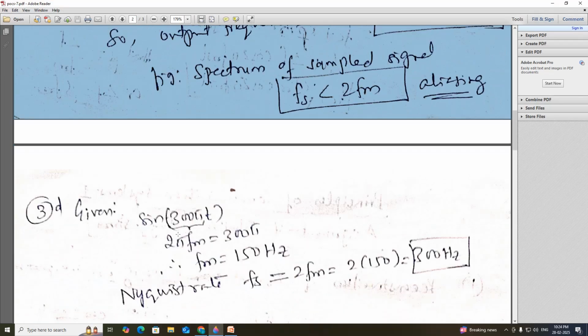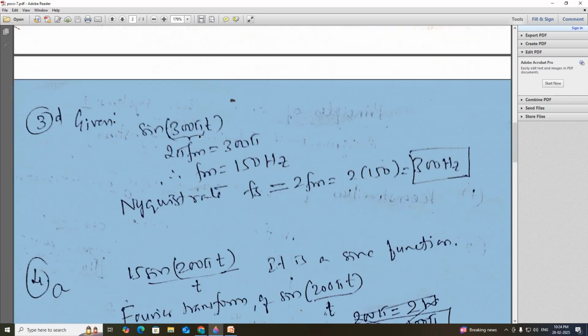The third one is very simple. They have given a sine function, so we will try to find what the frequency is.